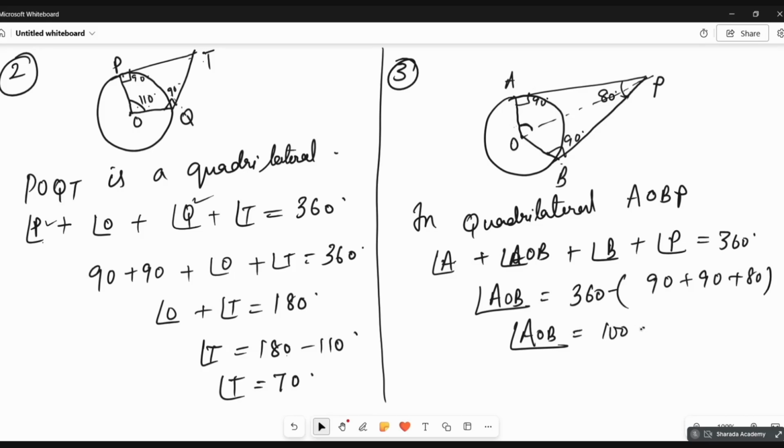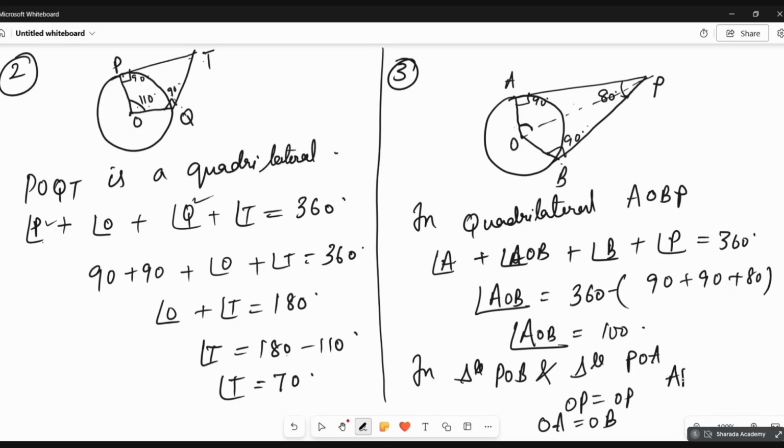I know AOB, but he is asking POB. Now, in triangle POB and triangle POA, in these two triangles, OP is the common side for both, and AO is equal to OB, or OA is equal to OB. They are the radii of the same circle. Then AP is equal to PB. We know that because they are tangents from the same external point.